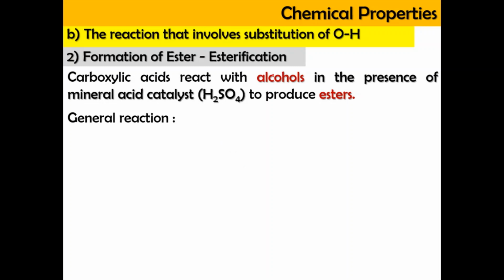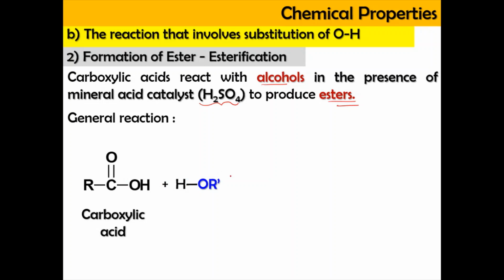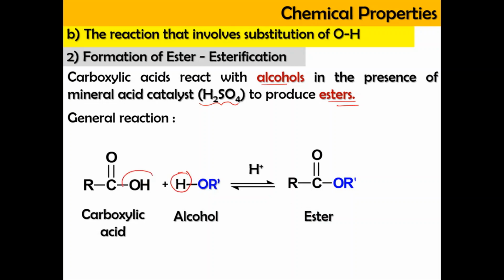Okay, now we move on to the next reaction, which is the formation of ester. So carboxylic acid will react with alcohol in the presence of the mineral acid catalyst, which is H2SO4, in order to produce ester. So the general reaction here is we have the carboxylic acid, and then we're going to react that with an alcohol in the presence of the acid catalyst. It can be any kind of acid, and then what we're going to produce is an ester. The H is going to be removed from the alcohol, and OH is going to be removed from the carboxylic acid. So the byproduct of the reaction is going to be water.